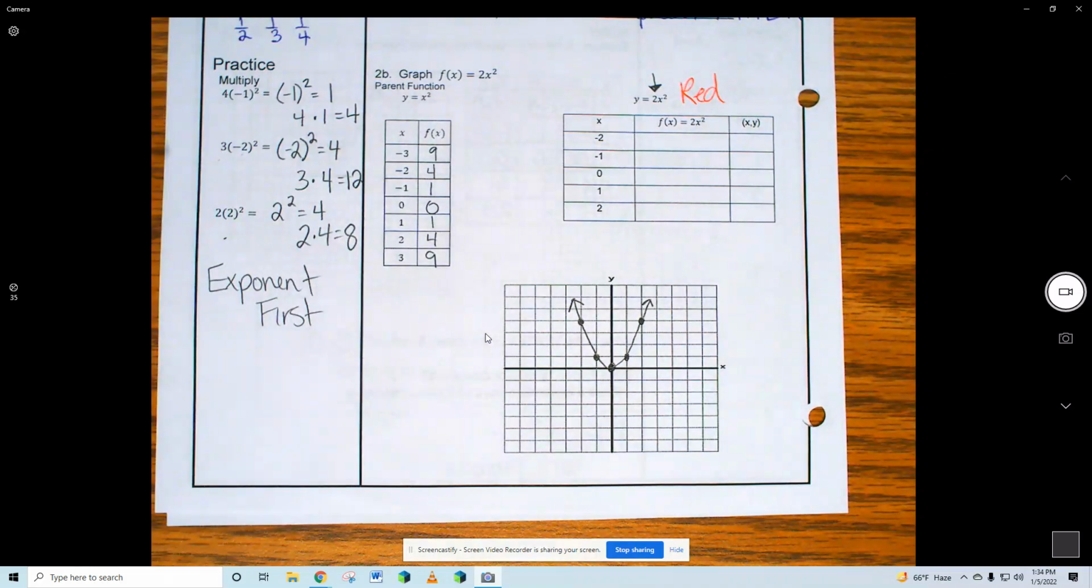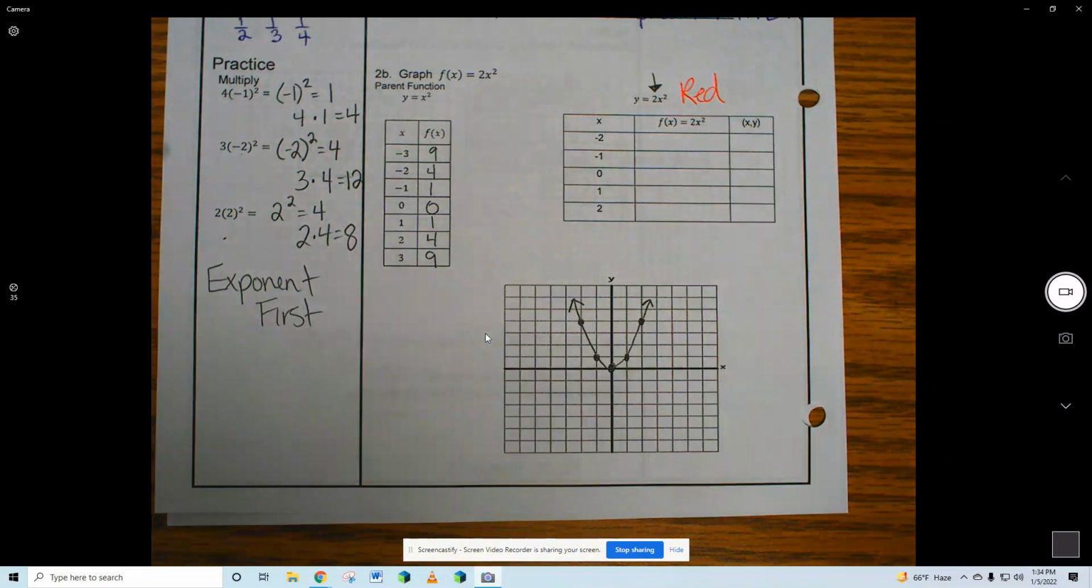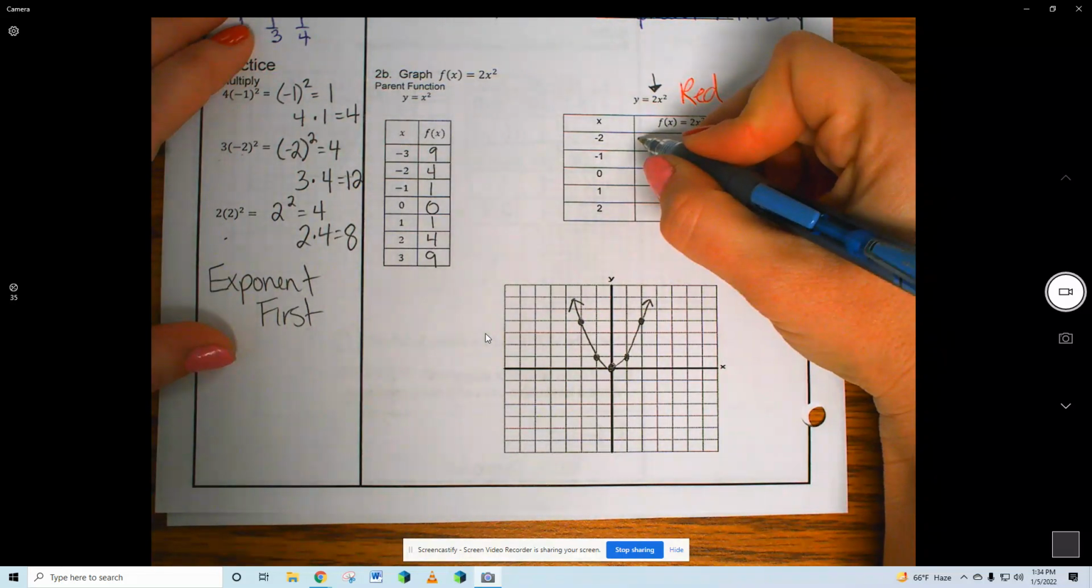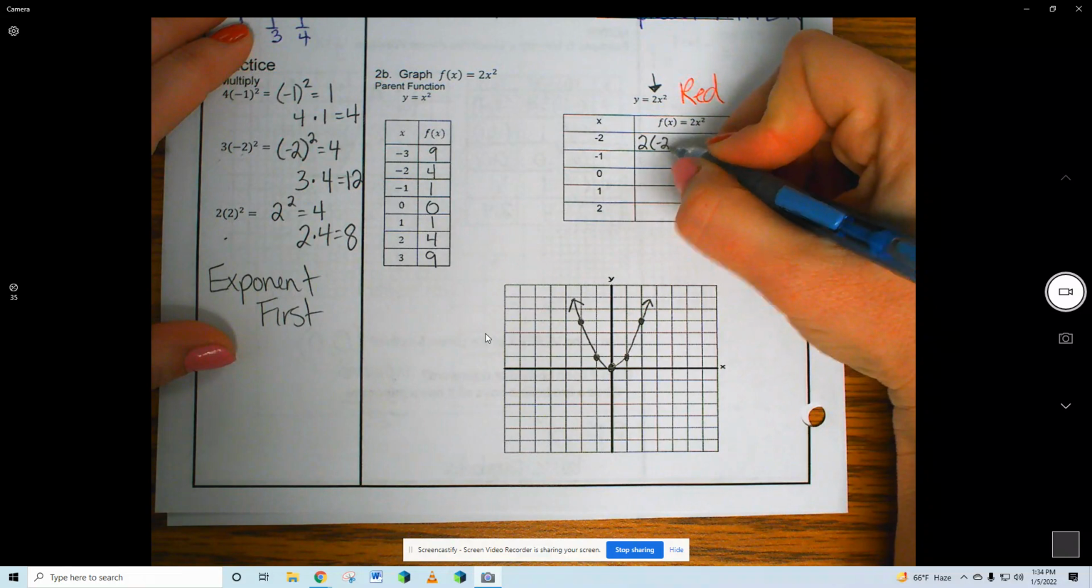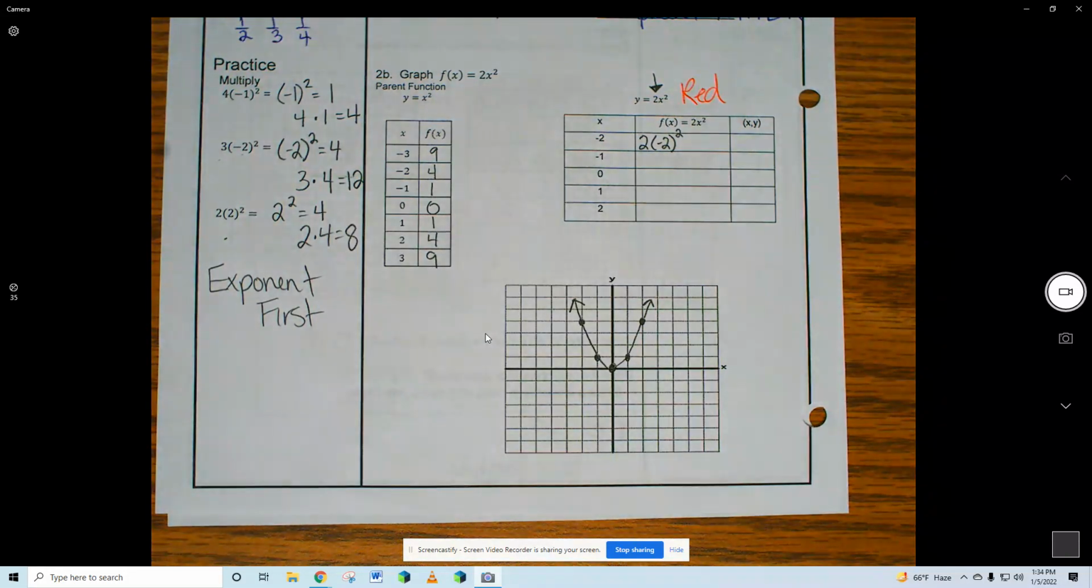This is where I need to go slow because I need to make sure that you're doing the exponent first and then multiplying by 2. 2 times -2 squared. I replace x with a -2.